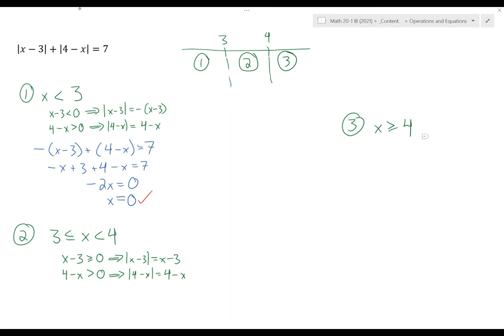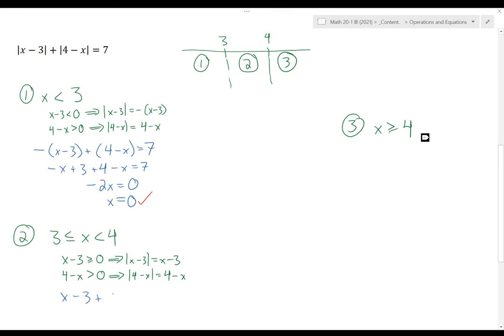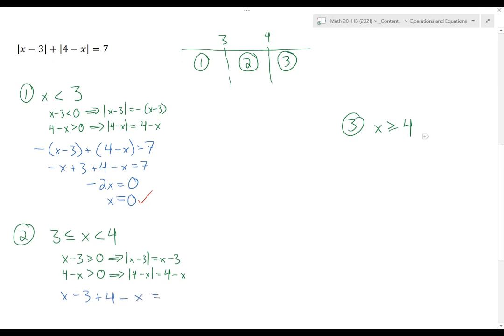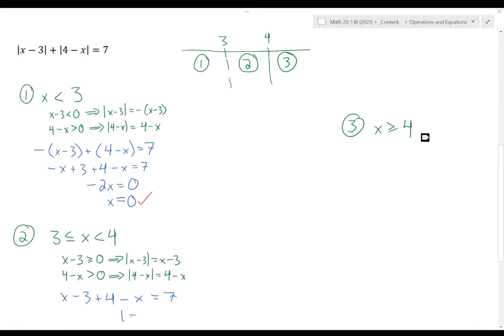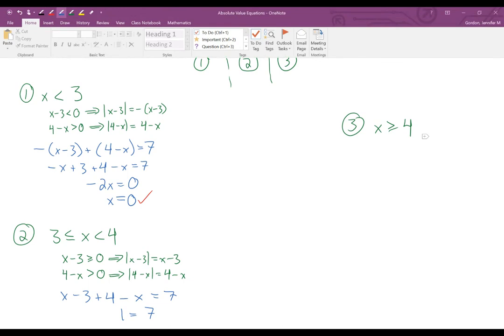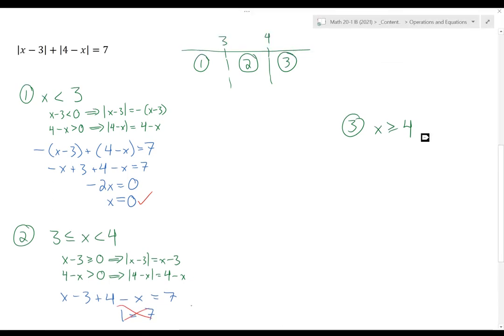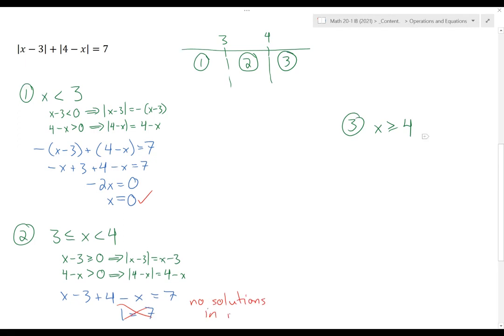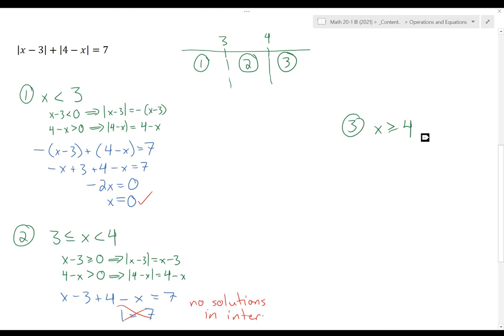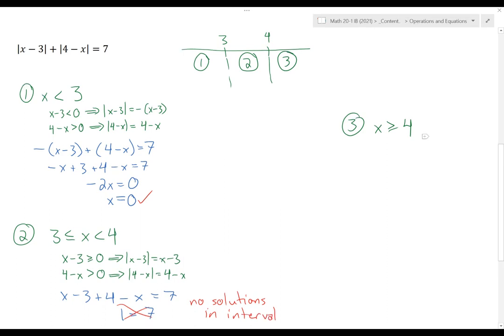So in this interval, the equation that we're solving is x minus 3 plus 4 minus x equals 7. Well, the x minus x actually cancels, and I'm left with 1 equals 7, which is not a true statement. And so what that basically means is that there are no solutions in this interval. In fact, between 3 and 4, if I were to look at the graphs of the absolute value of x minus 3 plus the absolute value of 4 minus x and y equals 7, they would be parallel in this interval. So there are no solutions at all.